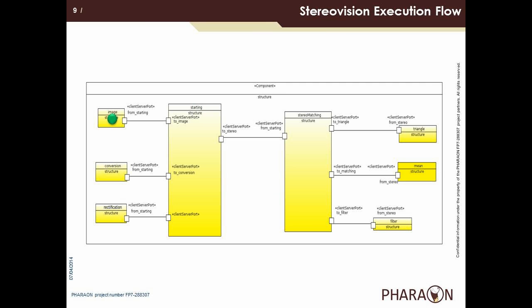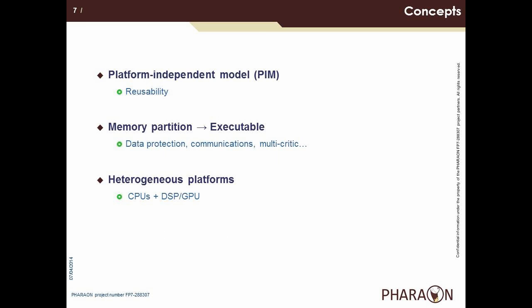We can see here a component diagram of our 3D imaging application. Each of the yellow boxes is a software component and components are connected through interfaces. The moving green spot illustrates how execution jumps from component to component at runtime. This is a representation of the PIM, platform-independent model, of the application.